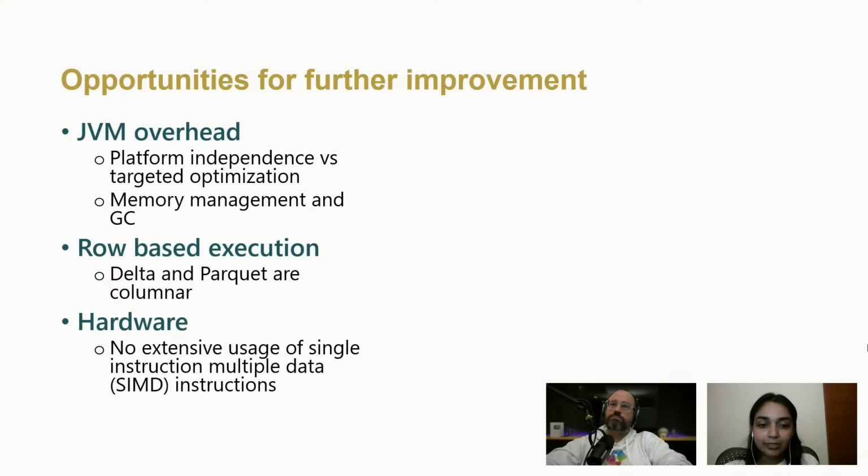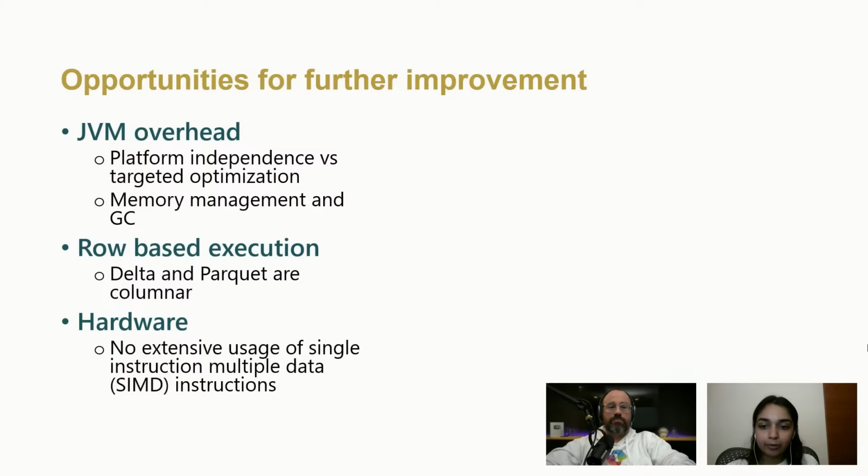Second, Spark is a row-based engine, but the most popular data formats that we use, especially for analytics, are Parquet and Delta, which are both columnar. So Spark, being a row-based engine, is probably not making the best use of the way data is stored on disk and then brought into memory.